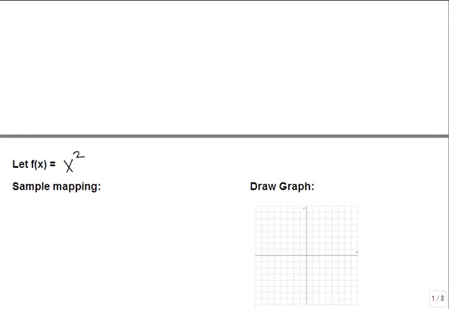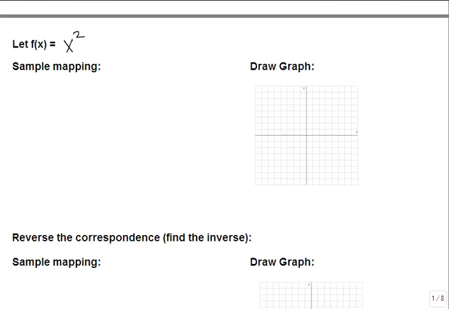So let's take a look at another example. This time we have a formula given to us, x squared. And what we want to do here is draw a sample mapping. We can't actually draw the entire mapping because this allows for all possible x's, which is an infinite number of values.